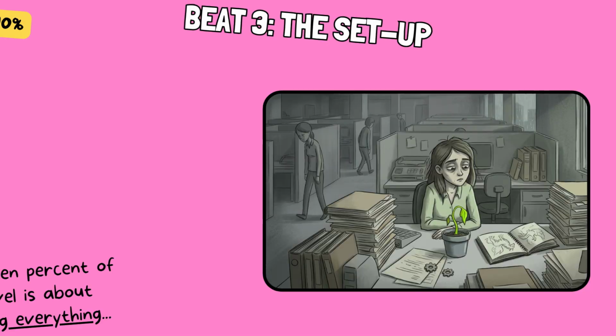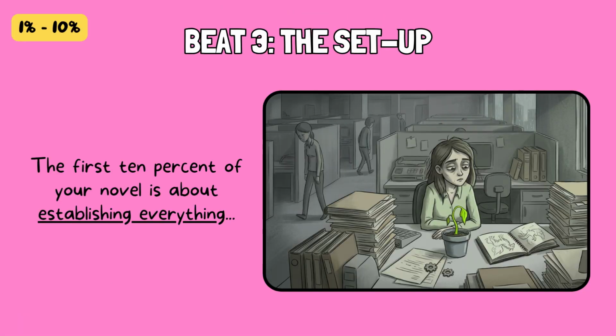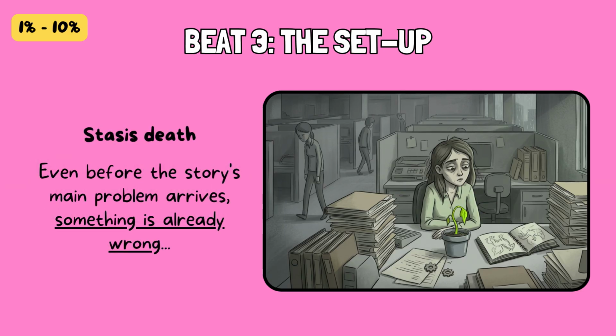Beat 3, the setup. The first 10% of your novel is about establishing everything: the hero's world, their relationships, their flaws, and, crucially, their stasis death. Stasis death is the idea that even before the story's main problem arrives, something is already wrong. The hero's life is stuck, incomplete. Something needs to change, even if they can't see it yet.